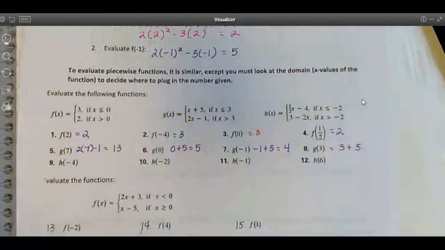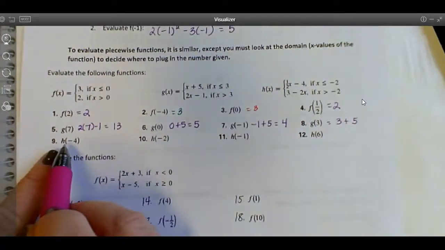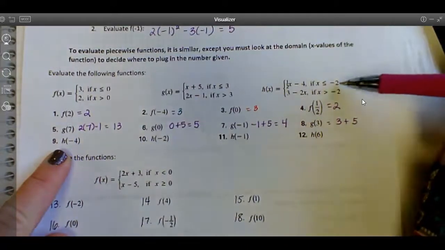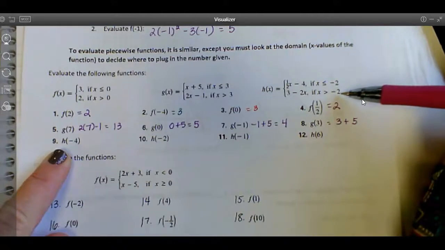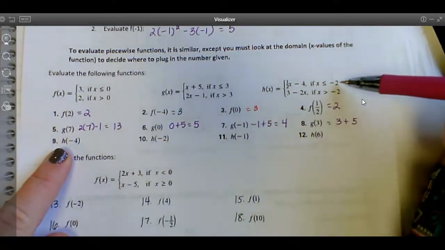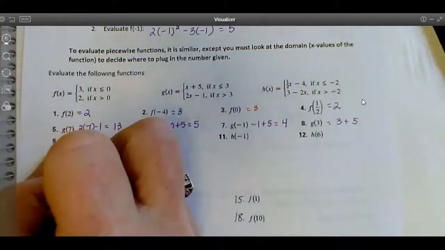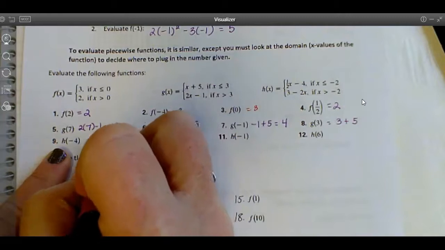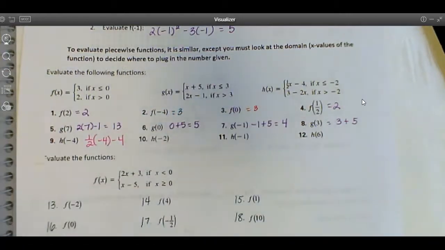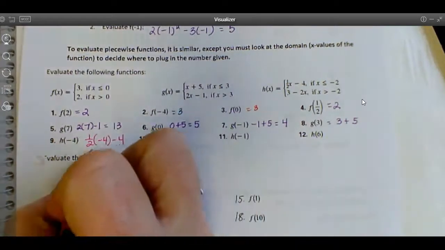Alrighty, let's look at h real quick. So h of negative 4. Alright, so we've got less than negative 2 and greater than negative 2. Well, negative 4 is less. Think about the number line and how it's below. So that means that negative 4 is going to go right there. So I'm going to have 1/2 times negative 4 minus 4. Again, you can use Desmos if you want to. I do believe you get negative 6 there.